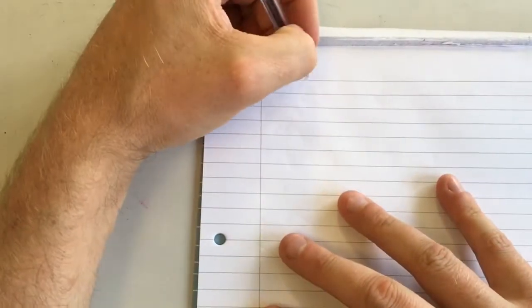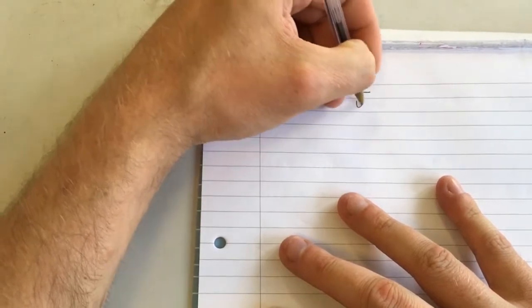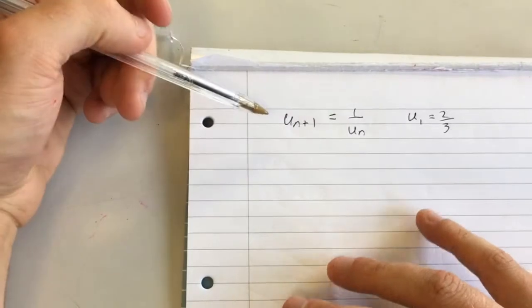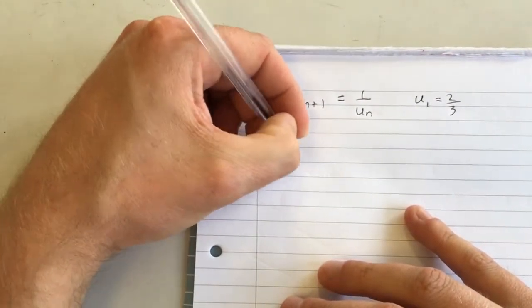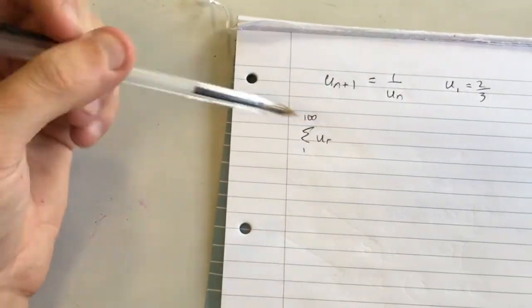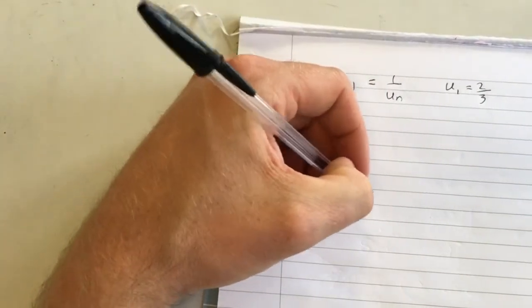Cool. Right. Part 2. We're given a recurrence relationship. So we're told u n plus 1 equals 1 over u n. u1 is 2/3. So we want to find the exact value of the sum from 1 to 100 of ur. Now this isn't a series that we know, so we're just going to have a mess around a bit and see what the values are. So if you find u2, we're going to get 1 over 2/3, which is just a reciprocal, so we get 3 over 2.